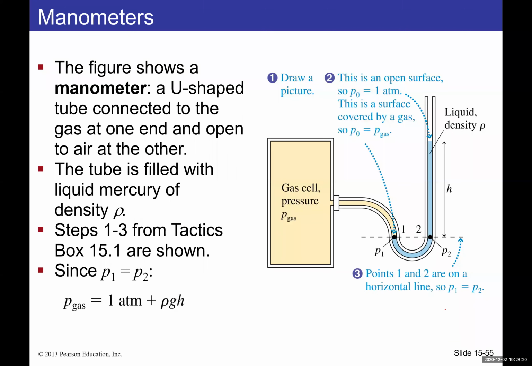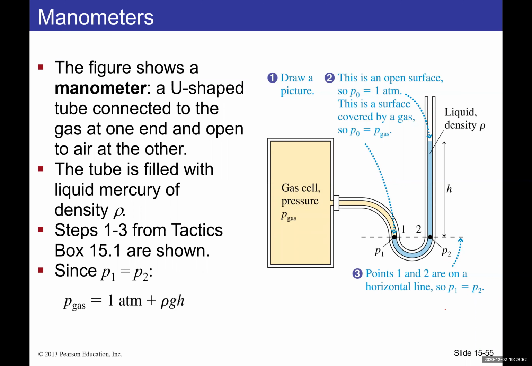All right, so we also have a lot of instruments that can be used to measure pressure, and manometers are one of those instruments. This one is used, for example, to measure pressure for some unknown gas. You can see it's a U-shaped tube connected to the gas at one end and open to the air at the other end. The tube is filled with liquid mercury of density rho.